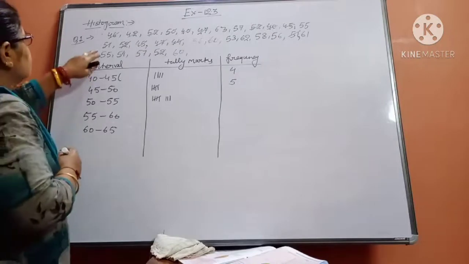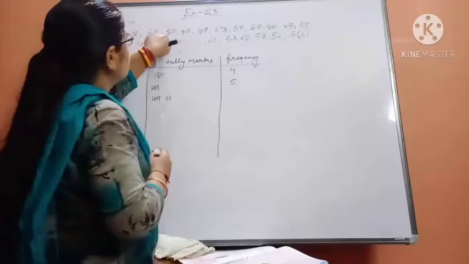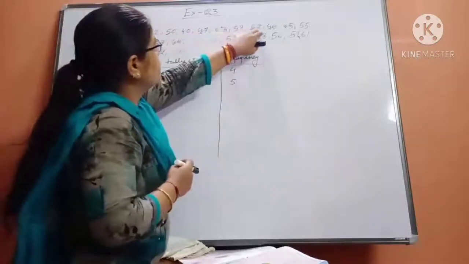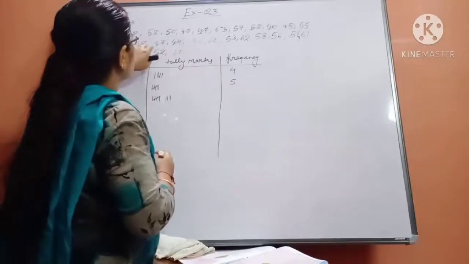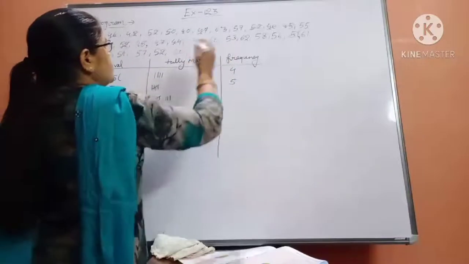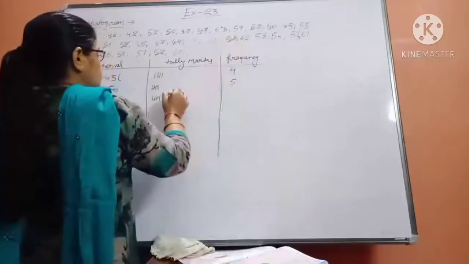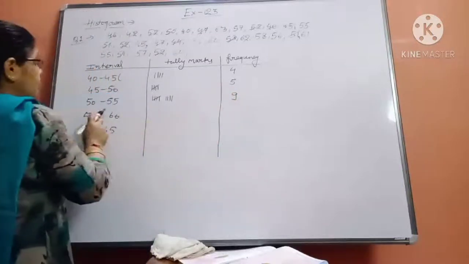Let's see that. First one is 52. Okay, then second, third, fourth, one this one 53. It was missing because its frequency is coming equal to 9. So this is 9. Okay, 55 to 60.